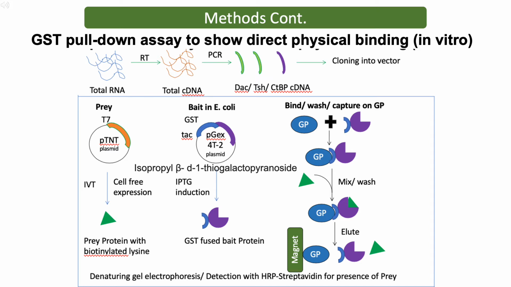Once they're induced by isopropyl thiogalactopyranoside, we should see that there is an interaction. And if they're bound after washing and then eluting, we should still be able to see this complex of GST and our bait protein and our prey protein bound to the beads when we precipitate them. We did this both ways, using T-shirt as the prey and then T-shirt as the bait, and vice versa.